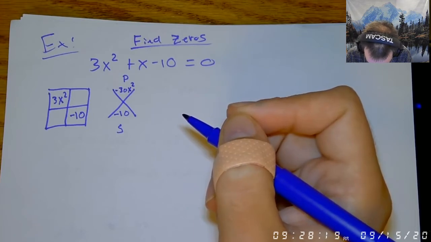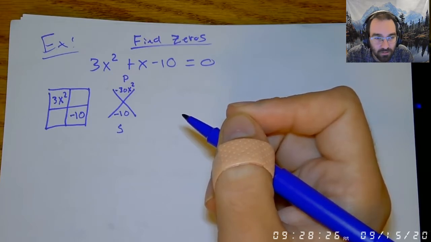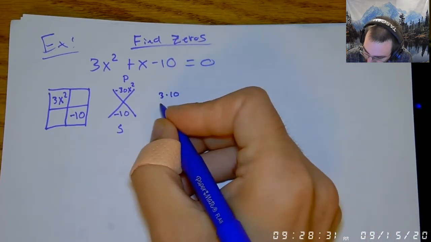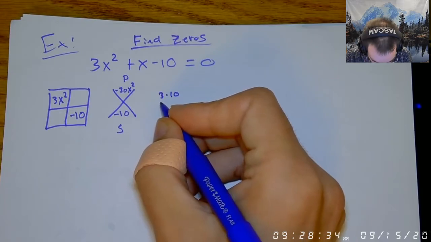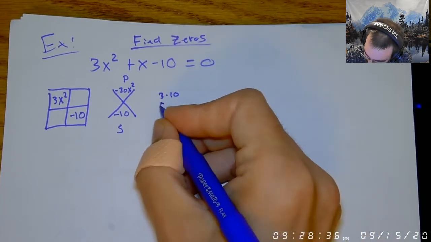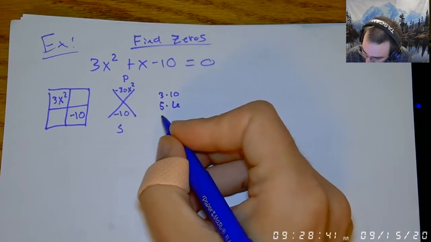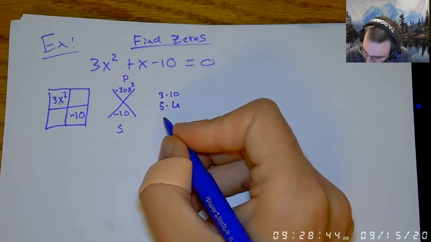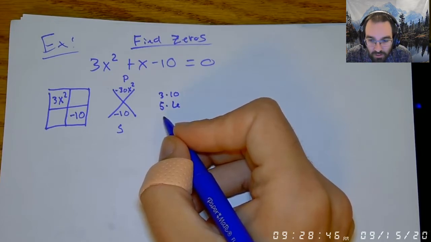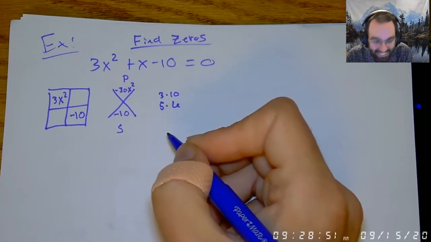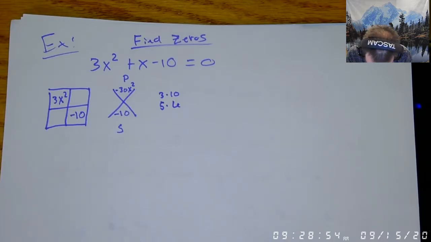Is this doable? Did I pick one that's not doable? So what do we got for negative 30? We got 3 times 10. We got 5, 10, 15, 20, 25, 30. 5 times 6. Oh, I just swore. Oops. All right. So maybe this method isn't super good.